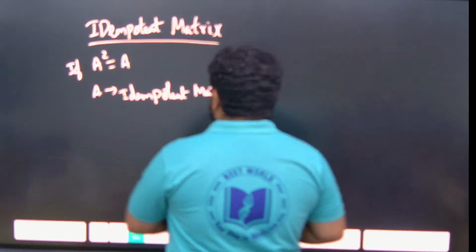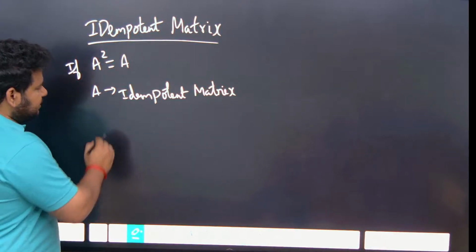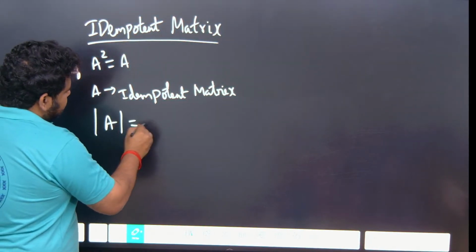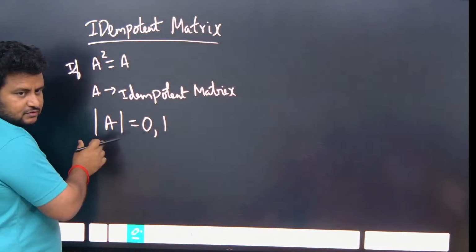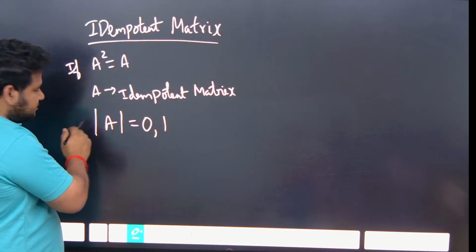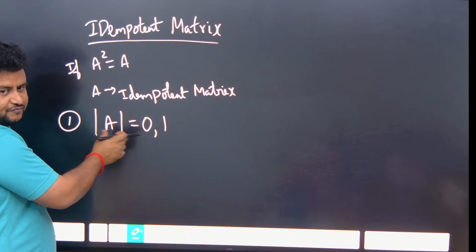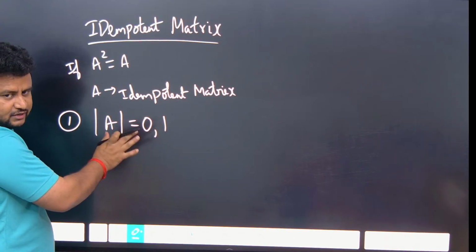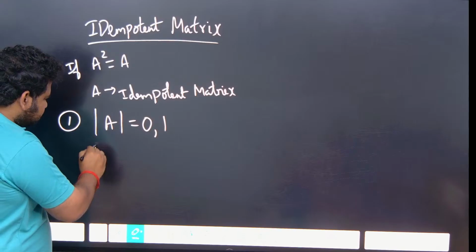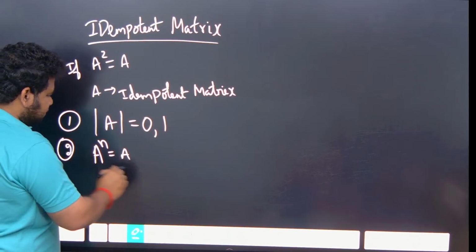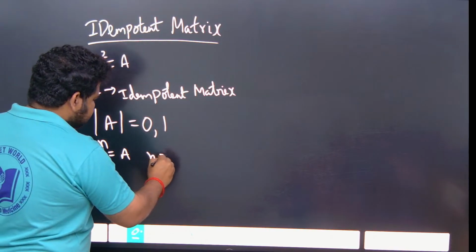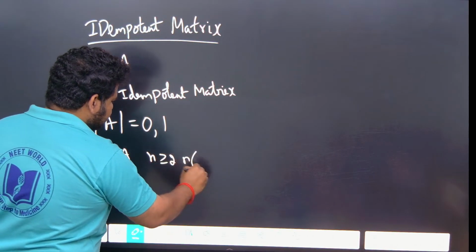See, if A is an idempotent matrix, then determinant of A can be 0 or 1. That is the first property. Next, A power n will also be A, given that n is greater than or equal to 2, where n belongs to natural numbers.